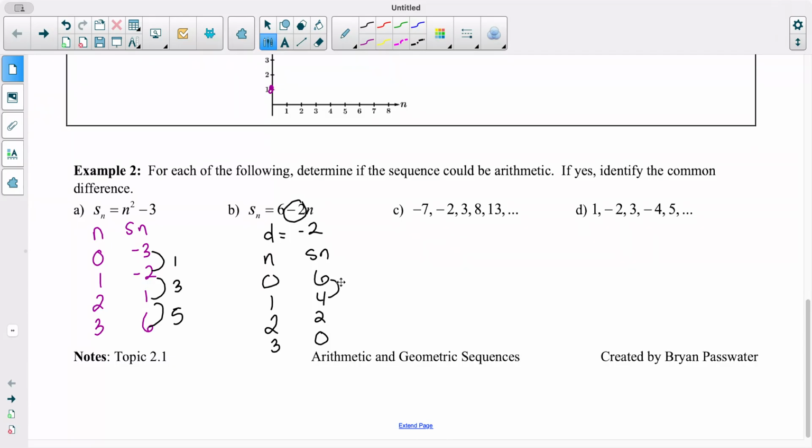And we can see that 4 minus 6 is -2, 2 minus 4 is -2, 0 minus 2 is -2. We can see that it is going down by 2 every single time, and being that it's already written in that form, then we know we're good to go. It is arithmetic and the common difference is -2.